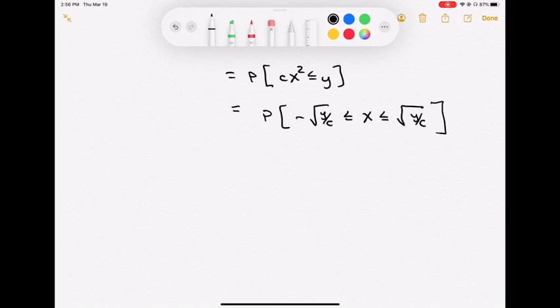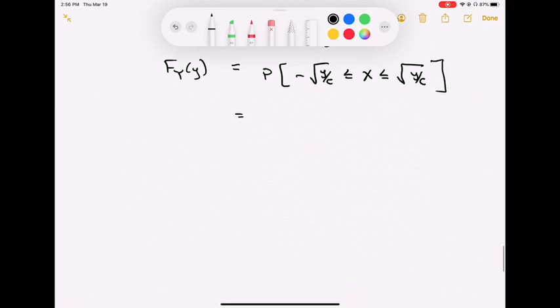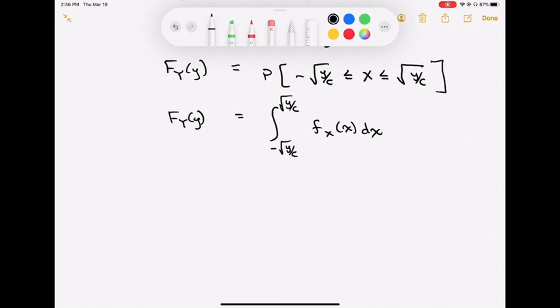Well, let's see if we can take it to the next step. This little thing was my F_Y of y. I would like to be able to work with that. I could do it as a difference of CDFs, but I think in this particular case it's easier just to write it in terms of what it is. A probability over an interval says go from your lower limit, minus root y over c, to the upper limit, root y over c again, and it's a probability involving x, so we're going to have some f_X of x dx. That is my F_Y of y in this particular case.